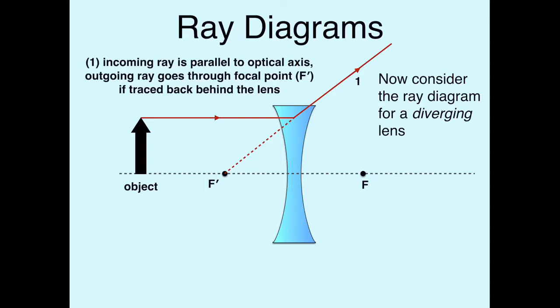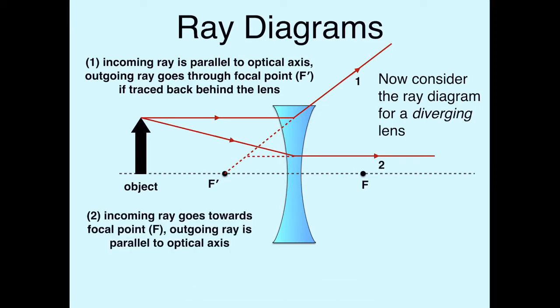So the first principal ray is parallel to the optical axis, just like before. And then it goes out through the lens. But remember, this is a diverging lens. It's not going to go out through this focal point here. It's going to diverge, go further away from the optical axis like this. But if you trace it back behind the lens, you'll see that it goes through this focal point, F prime. Okay, so that's our first principal ray.